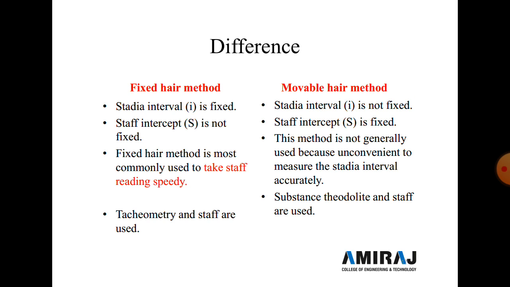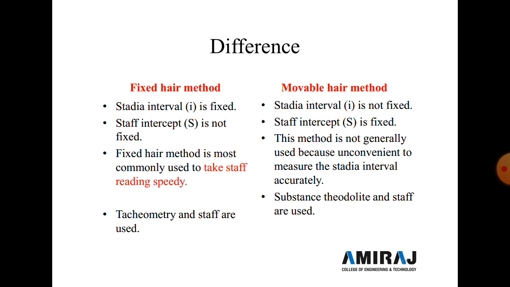Now this difference was asked in a GTU examination for 4 marks: the difference between the fixed hair method and the movable hair method. Here, in the fixed hair method the stadia interval I is fixed, so it's an easy trick. In the fixed hair method I is fixed, and in the movable hair method I is not fixed. Then the staff intercept S is not fixed in the fixed hair method, and in the movable hair method the staff intercept S is fixed.